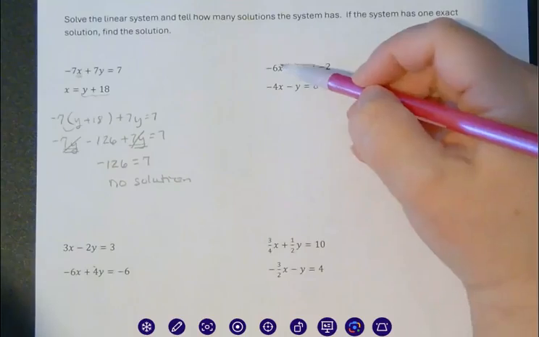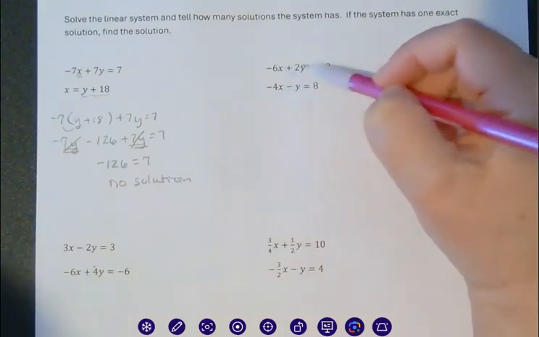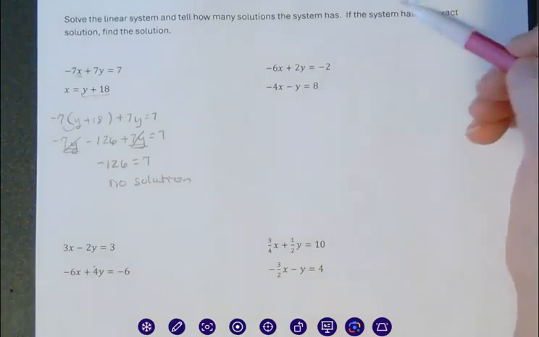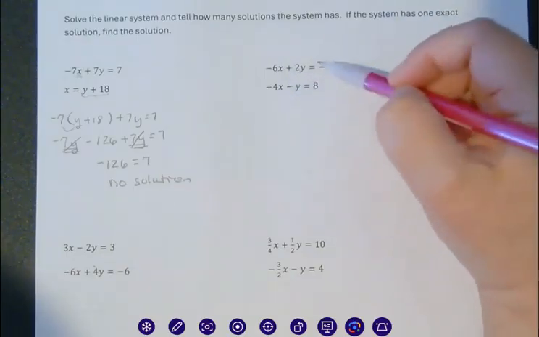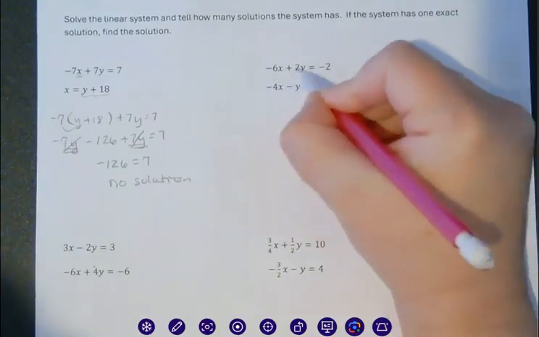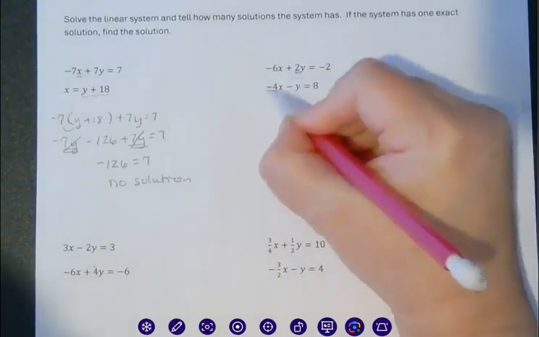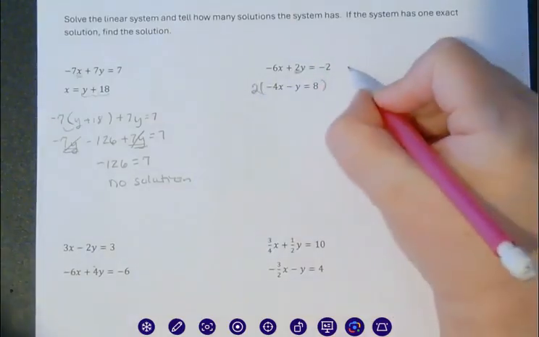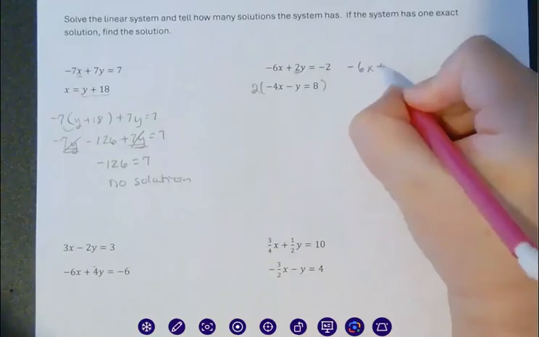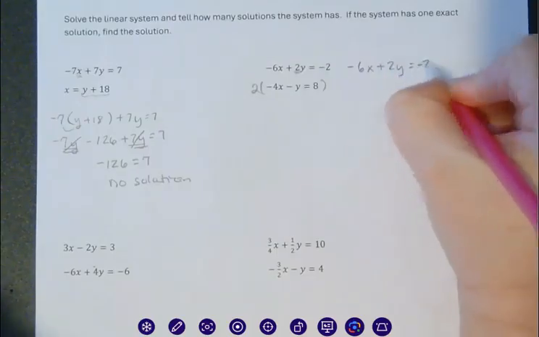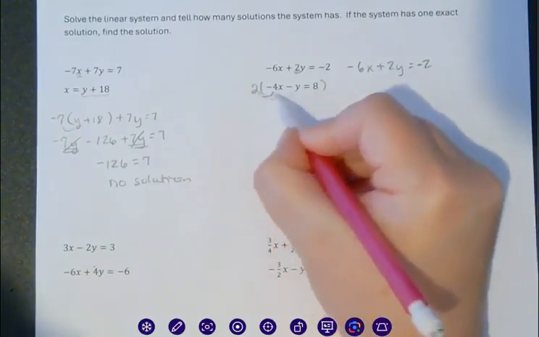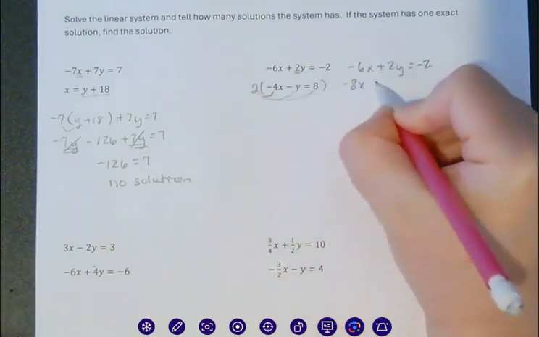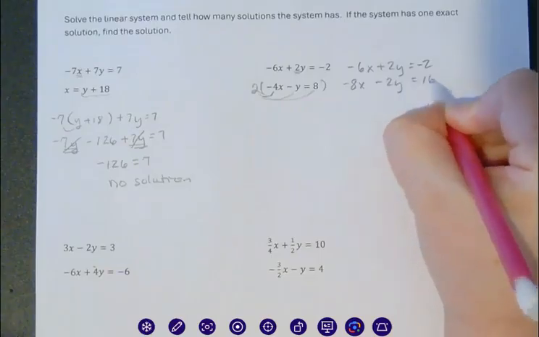The next one looks like it's lined up pretty good. The x's are in line, the y's are in line, equal sign in line, and the constant terms are in line. So I'm going to use elimination on this one. To get the y numbers to be the same, it looks the easiest to me, I'm going to multiply the bottom equation times 2. So the top equation stays negative 6x plus 2y equals negative 2. The bottom equation, when I multiply 2 times every term on both sides of the equal sign, I get negative 8x minus 2y equals 16.